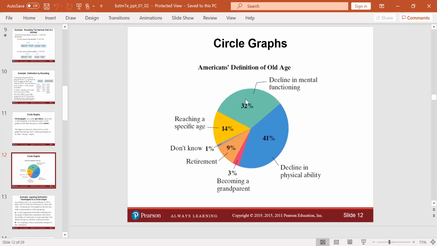But about 32% of people would say it's a decline in mental functioning. 41% say a decline in physical ability, so your body. Becoming a grandparent, retiring, reaching a specific age like 60 or 70, or you don't know. That's what percent of people answered each of those responses in the survey.